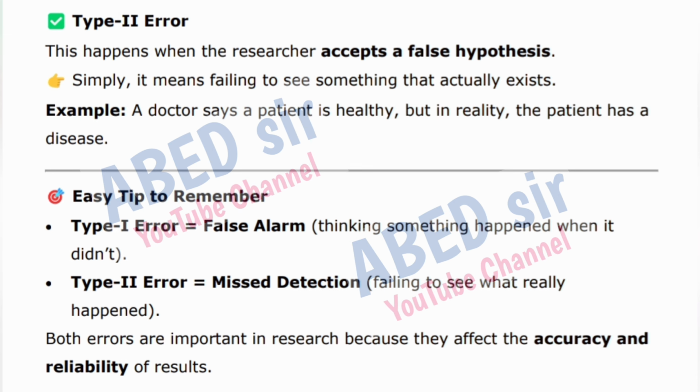Easy tip to remember: Type I error is equal to false alarm, thinking something happened when it didn't. Type 2 error is equal to missed detection, failing to see what really happened. Both errors are important in research because they affect the accuracy and reliability of results.